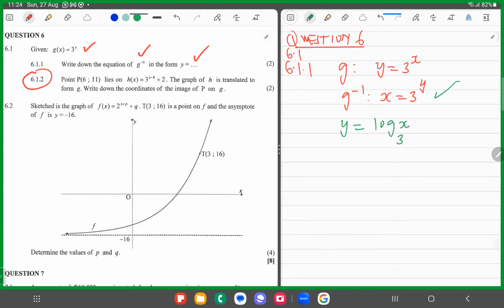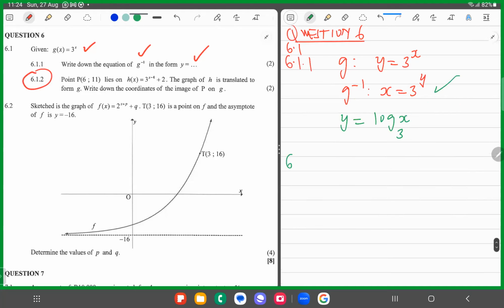The next thing is to look at 6.1.2. There's a point they've given us, point P with coordinates 6 and 11. It lies on h, which is given by that equation. Now the graph of h is translated to form g. Write down the coordinates of the image of P on g.